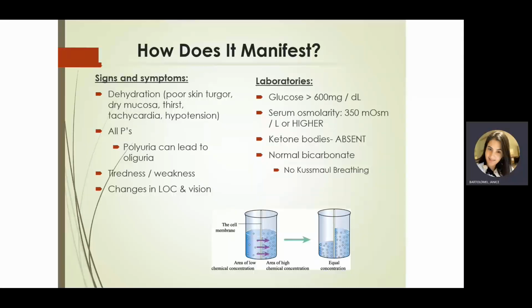So we have severe dehydration here, dry mucosa, thirst, tachycardia, severe hypotension. You're going to have all your P's, and then you're going to have changes in LOC and your vision, but you're not going to have those ketone bodies in the acidic state, like your Kussmaul's or your abdominal pain and your nausea and vomiting. Your glucose is above 600, and then the osmolarity is high.